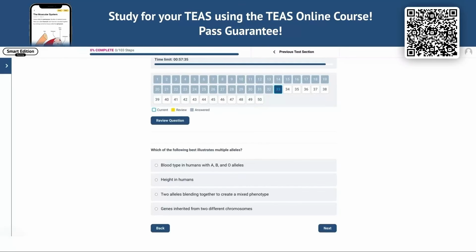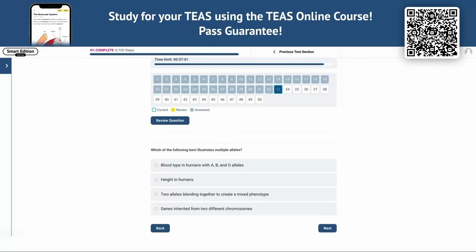Okay, remember when I said earlier that you would definitely need to have a good understanding of genetics and DNA for your TEAS test. So this is a great example question of that knowledge coming up. In the case of human blood type, there are 3 different alleles in this variation, A, B, and O, that determine the blood type. These alleles can combine in various ways to create the blood types we know, such as A, B, AB, and O. So let's talk about really quick why the other ones are incorrect here.